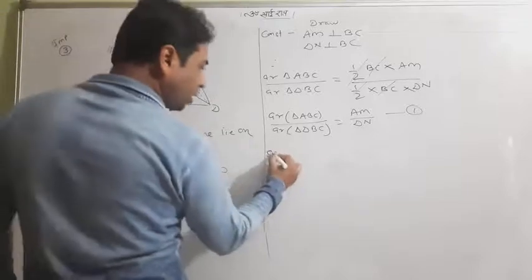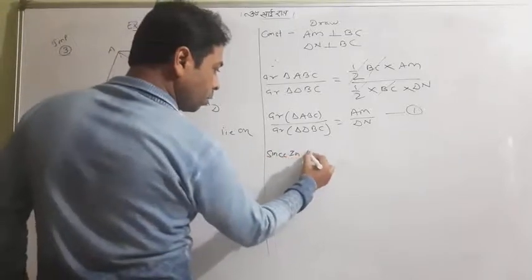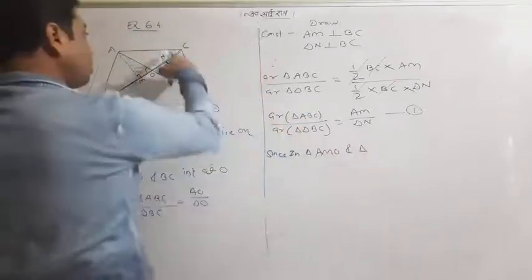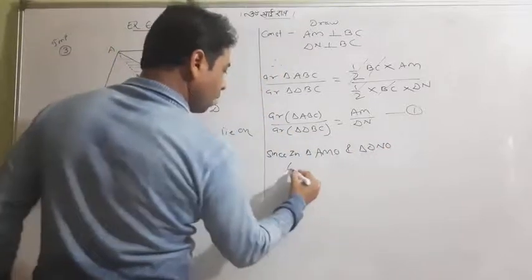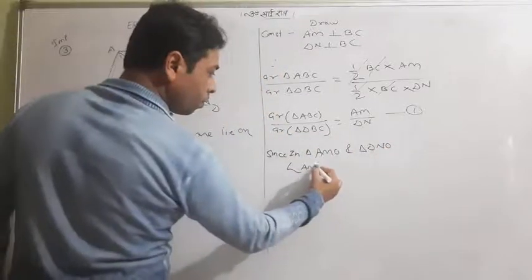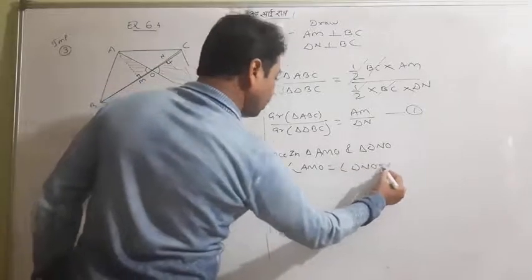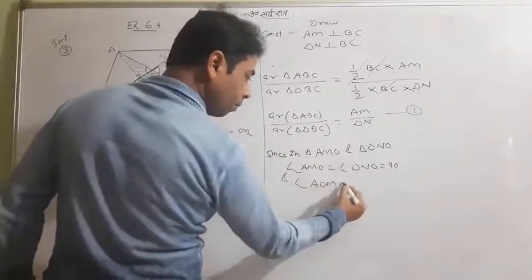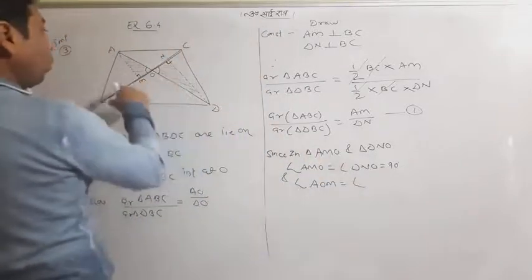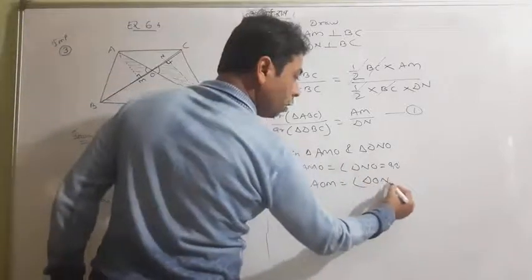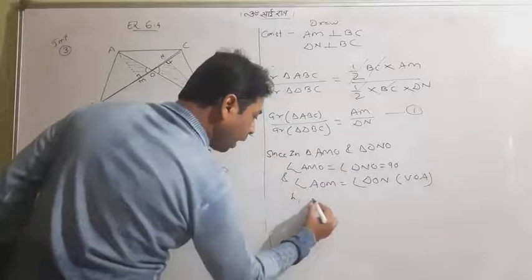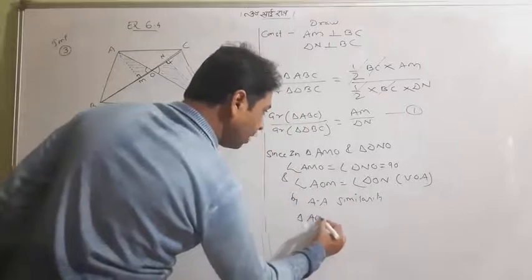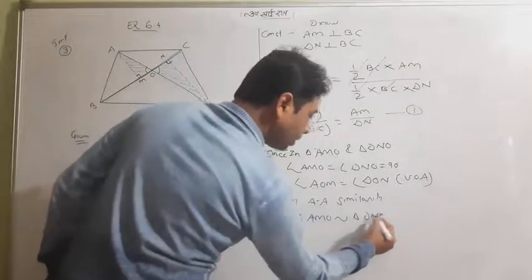So I'll write here: since in triangles AMO and DNO, angle AMO and angle DNO are 90, and angle AOM and angle DON are vertically opposite angles, by angle similarity, both triangles AMO and DNO are similar.